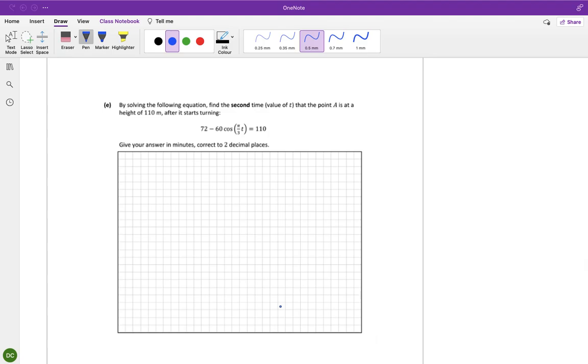By solving the following equation, find the second time, the second value of t, that the point A is at the height of 110 after it starts turning. Did we do this one in class recently, or did we do something similar?